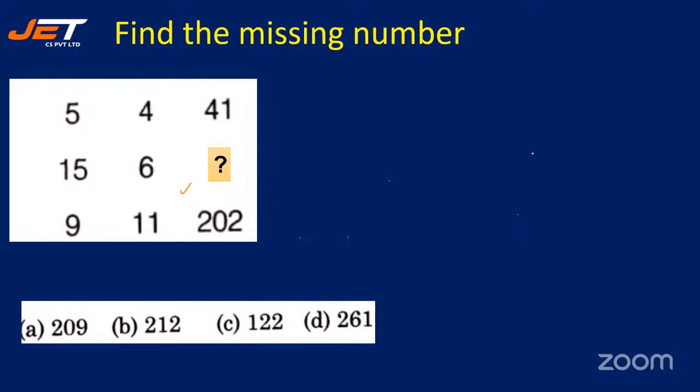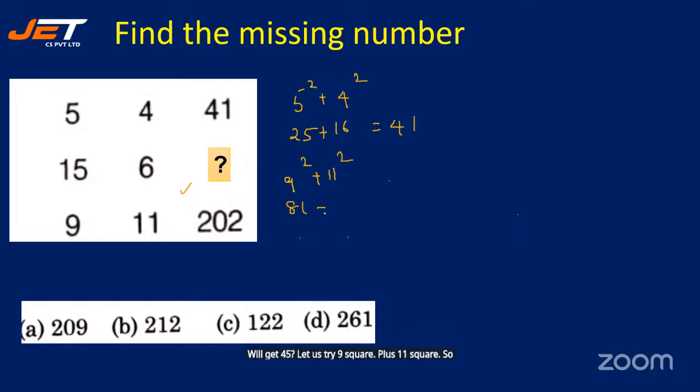All right, let's just try. What is 5 square plus 4 square? 25 plus 16 will give 41. Let us try 9 square plus 11 square. So 9 nines are 81 plus 121.